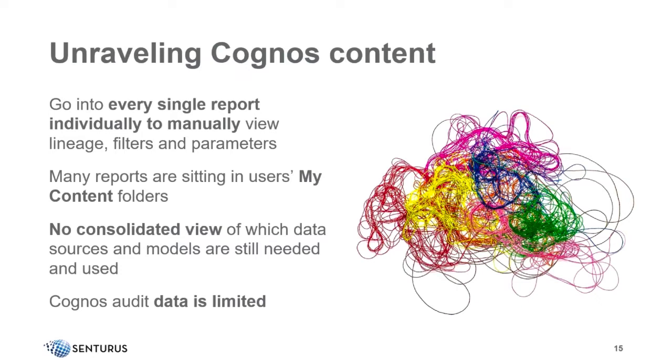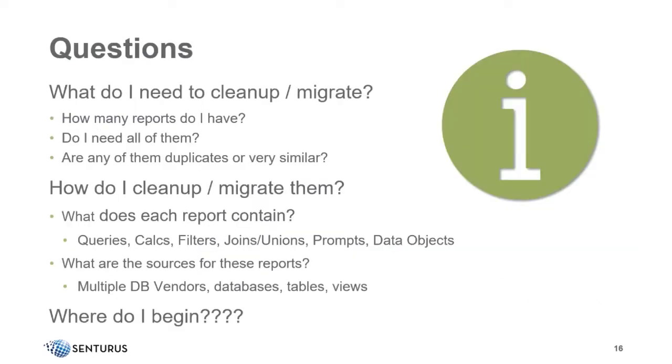Which again leads to these questions. What do I need to clean up? How many reports do I have in total, both within the team content and the My Content? Do I need all of them? Are any of these duplicates or very similar? Is the sales report and the sales report that has an underscore, someone's name and a date on it, the same report or is it different? How can I clean these up?